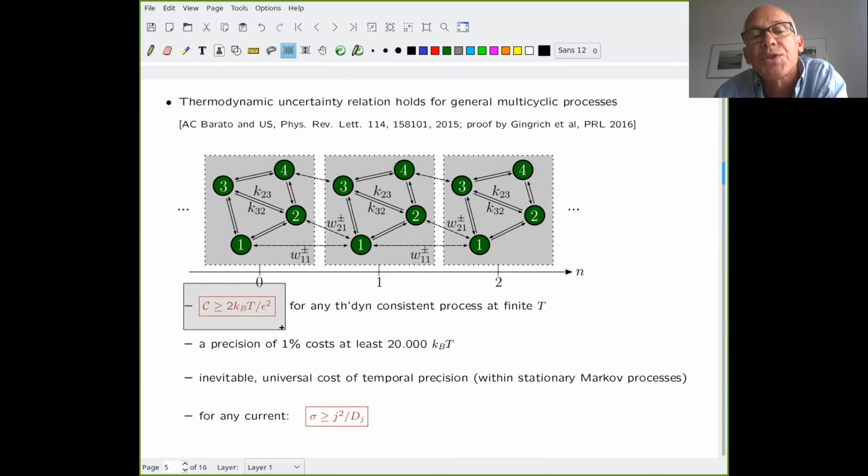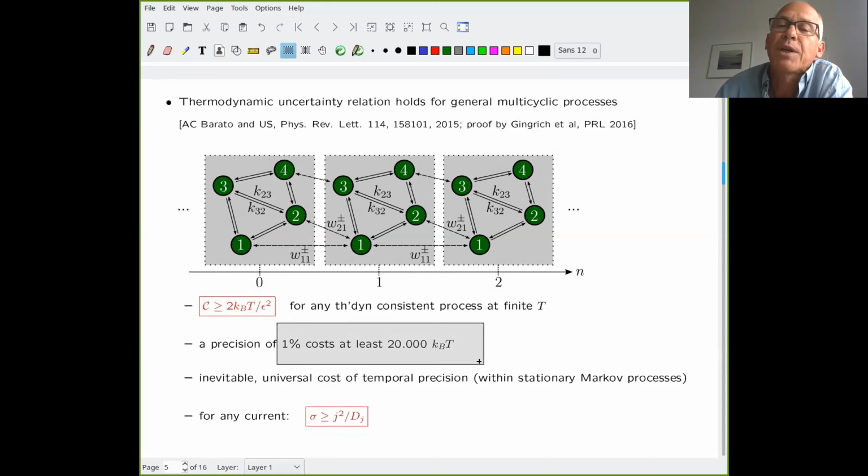and precision holds universally. And when we put that out as a conjecture supported by lots of numerics, Todd Gingrich and Jordan Horowitz and two more collaborators proved it, as most of you know, in 2016, going through large deviation theory. Okay, so if you have a process which is supposed to be 1% precise, you'll pay at least 20,000 kBT. And if you want to measure 1 day with the precision of 1 second, you get a 6 times 10 to the minus 11 joule I mentioned at the very beginning.